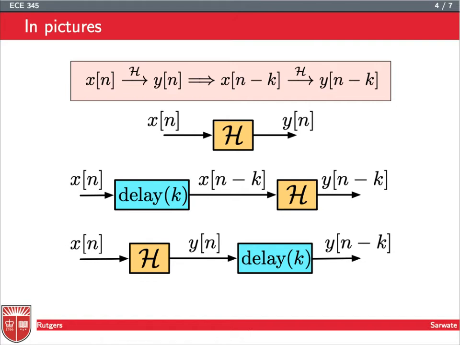I can take x of n, delay it to get x of n minus k, that's x delayed by k, and apply h, and I'll get y of n minus k. Or I can take x of n, apply h to get y of n, and then just delay by k, and I'll get the same y of n minus k. These two signals are exactly equal to each other. And so that's what time invariance says.